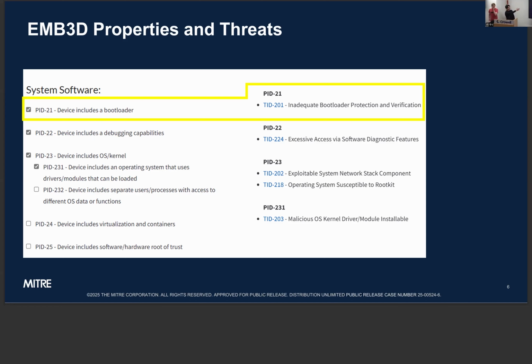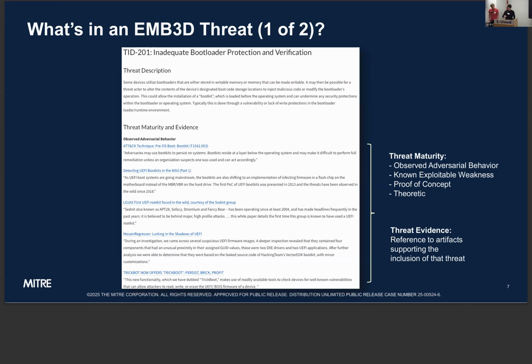And again, some properties have multiple threats. Some properties have sub-properties that have one or multiple threats. So it's very cyclical. In a threat, you have a threat description. That threat description has evidence and maturity. The maturity itself is tiered, like I mentioned. So it goes all the way from adversary use to theoretic.